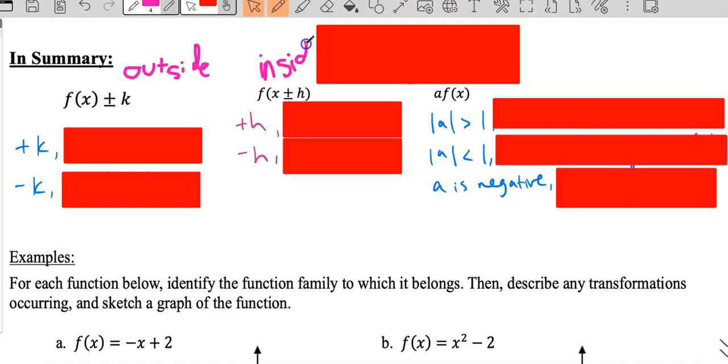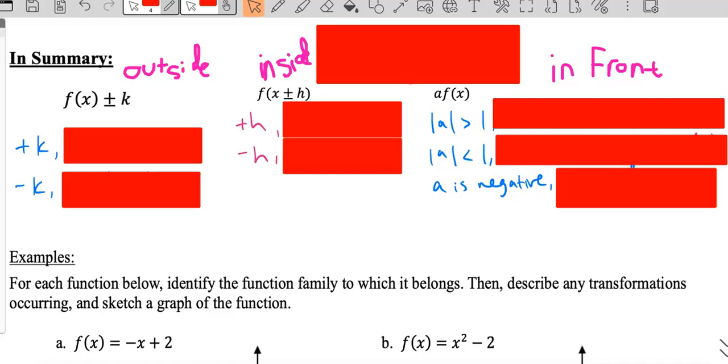Oh gosh, writing is terrible on this thing. Or it can happen in front. So those are the 3 places you can add a transformation: outside the function, behind it, inside the function, or in front of the function.